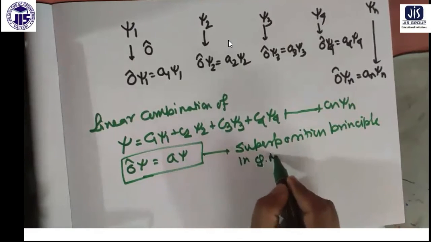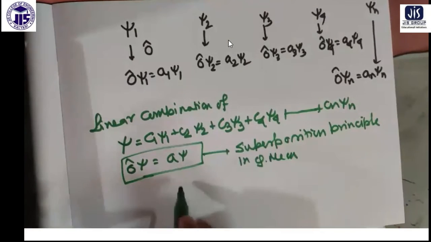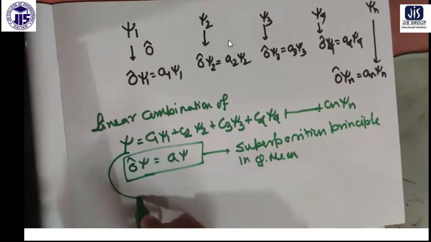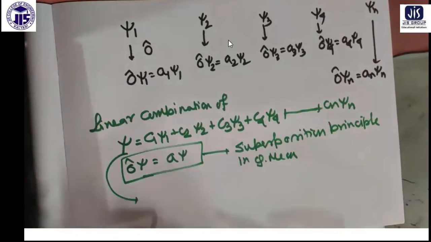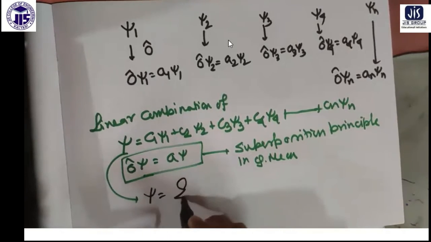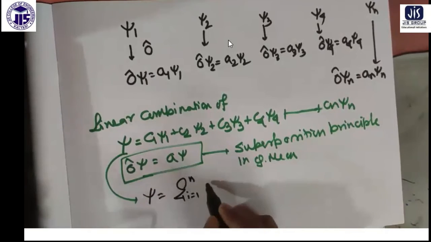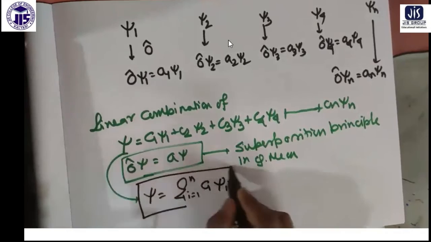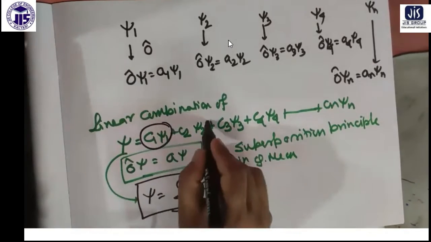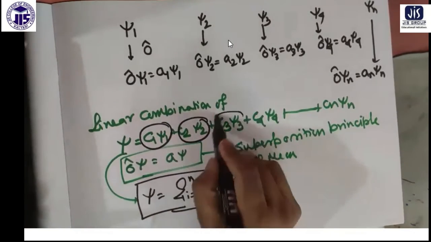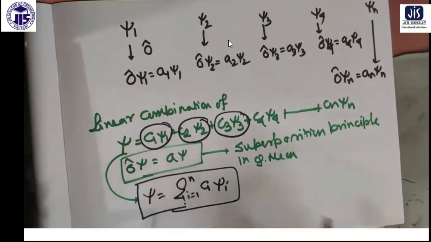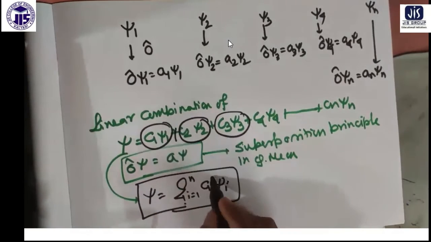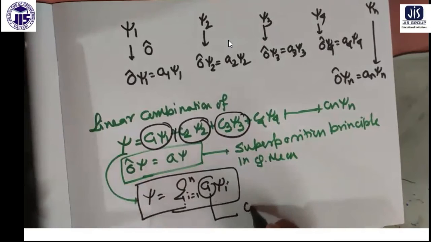Now in this equation, I can write it in this way. The psi can therefore be written as the summation over i equal to 1 to n of ci psi i. At i equal to 1 means the first term, i equal to 2 means the second term, i equal to 3 means the third term, and summation means they will be added up. Now this ci is called the coefficient of linear expansion.